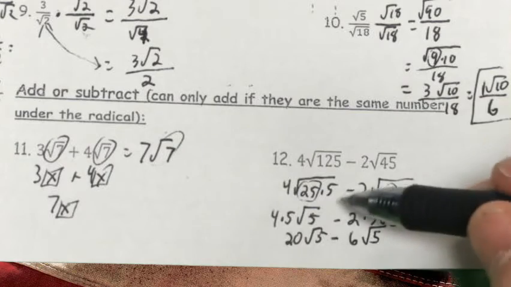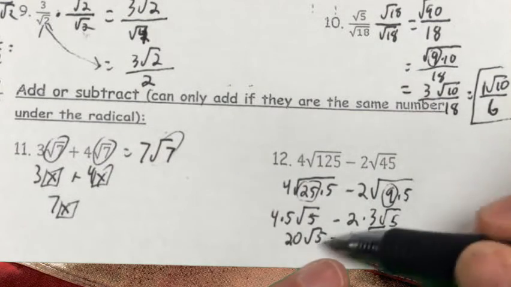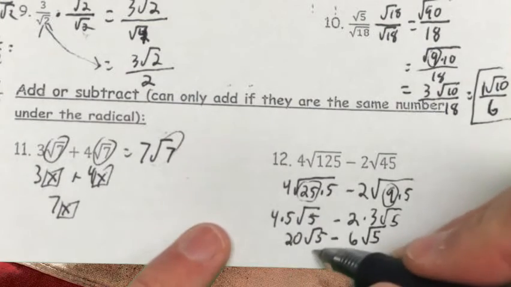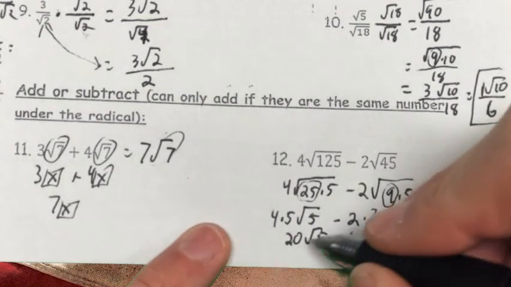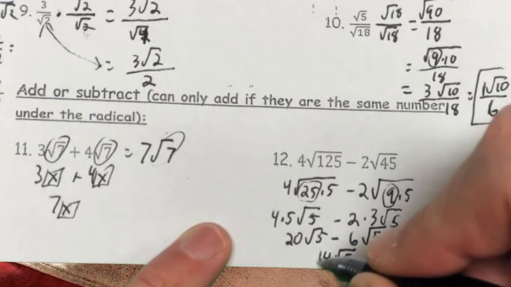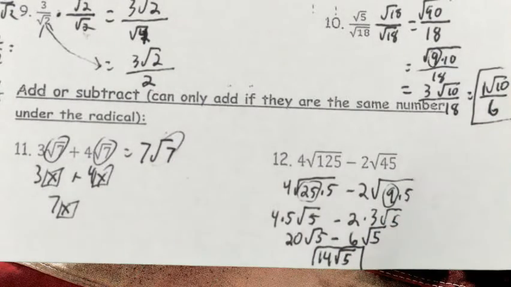And now, after I've reduced them, they do have the same radicand, so I can subtract them. Well, 20 root 5 minus 6 root 5, 20 minus 6 is 14 square roots of 5. Okay? Whew, I know that was a lot. Good news about these recordings is you can always go back and rewatch stuff if you need to. Feel free to ask me questions.